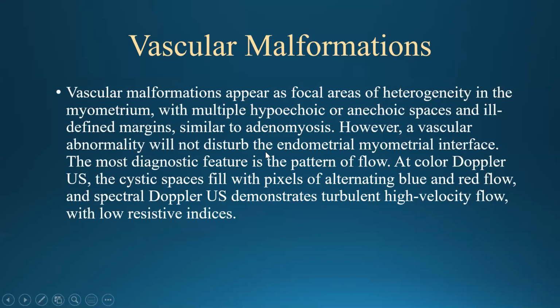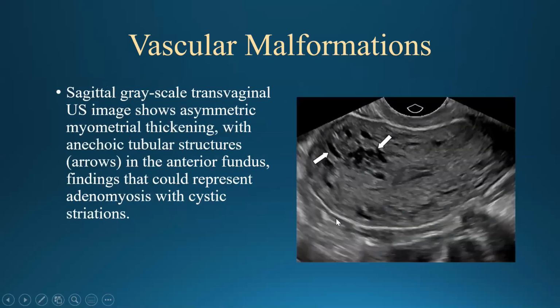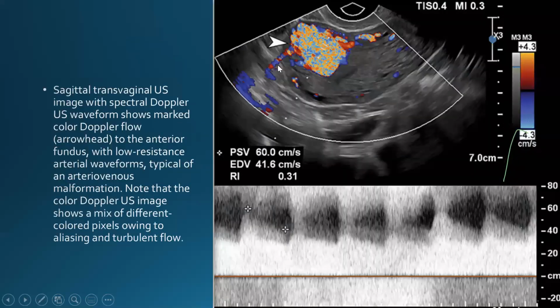This is the appearance of the vascular malformation on the 2D ultrasound. You could see the cystic lesions, but it has nothing to do with the endometrial myometrial interface. When we put the color Doppler flow, we have a high velocity flow. This is typical of the arteriovenous malformation. This is not the vascularity of the adenomyosis. So this is another mimic of adenomyosis, and you need to know that.